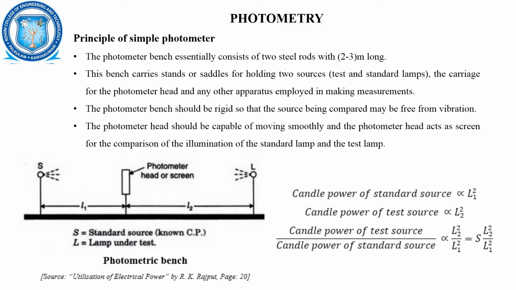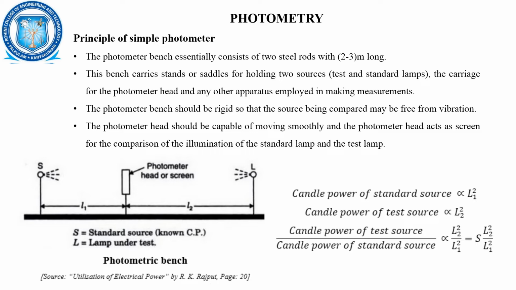Now we can see on the left side the standard source is present, on the right hand side the test lamp is present, and in between them the photometer head or screen is present. Now how is the measurement made? The distance between the standard lamp and the photometer head is measured, as well as the distance between the photometer head and the test lamp. So we can see the distances. This is how the length measurement can be made.